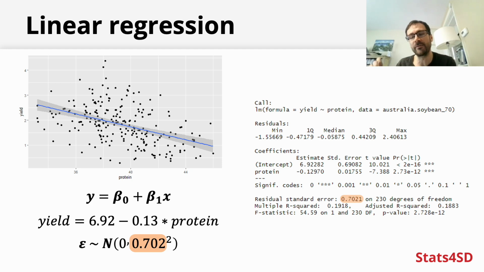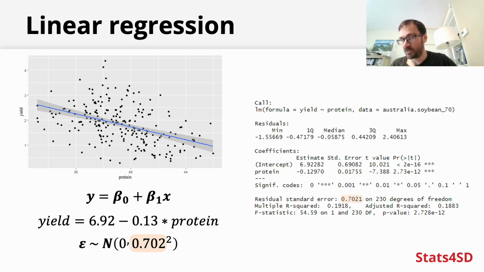So this is 0.702, our residual standard error. So when we're formulating this error term, we're assuming that it is based on a normal distribution and it has that level of standard deviation in terms of how spread the points are away from the line.